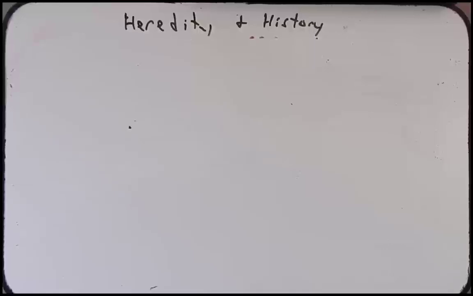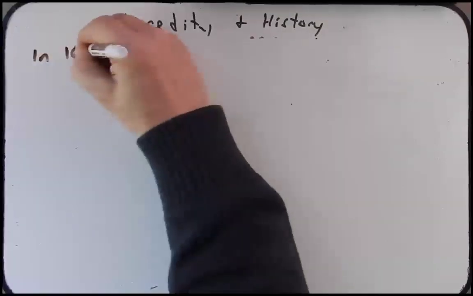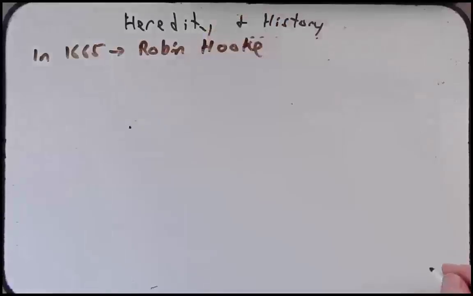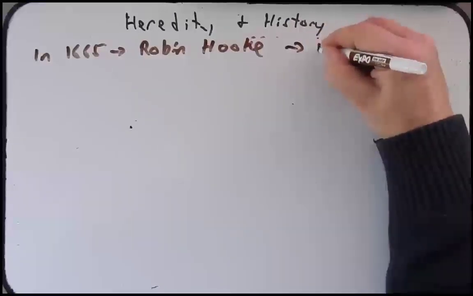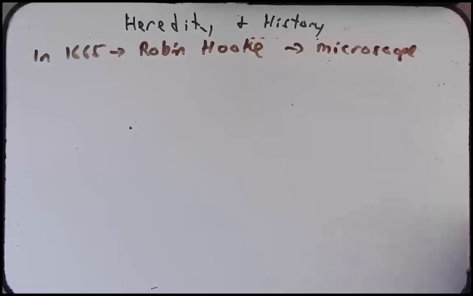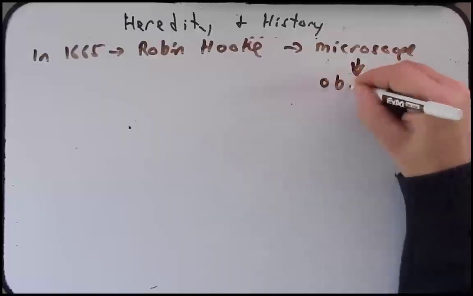As far as we can go back, we know that there were attempts to try to understand heredity. How do we get certain traits and how do we pass those traits on? In 1665, Robert Hooke made the first microscope. It was a simple microscope, but it was sophisticated enough to see cells. So at this point, they could observe cells.